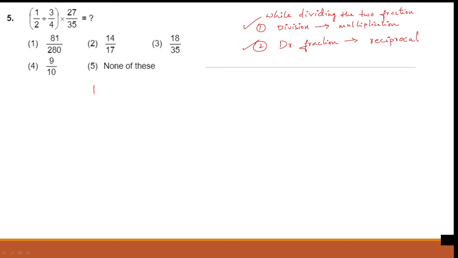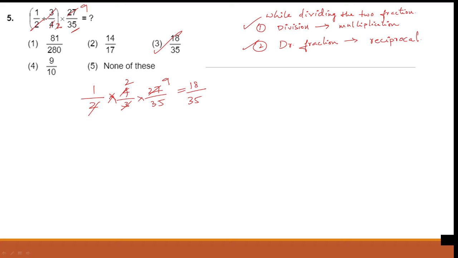These two things we need to remember while solving this type of question. Now what does it become? It becomes 1 by 2 into 4 by 3. Of course, we can directly cancel here. This is 2 times, and this is 9 times, that is equal to 18 by 35. So these two we need to multiply and the denominator is 35. Got the answer? Clear? Yes.